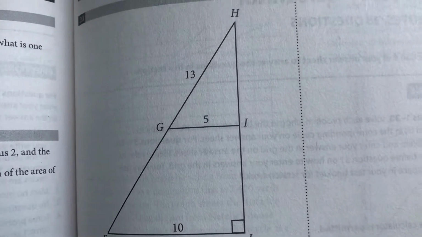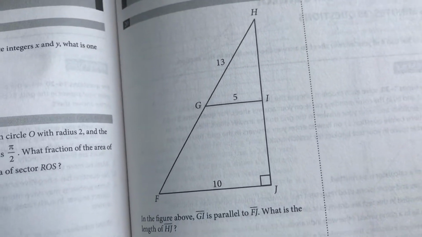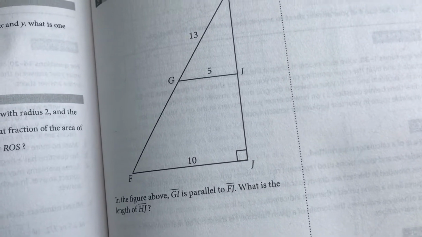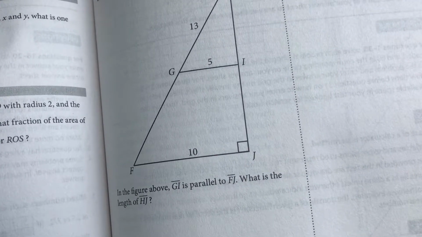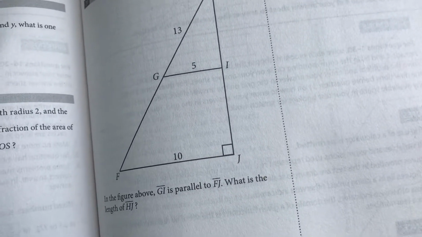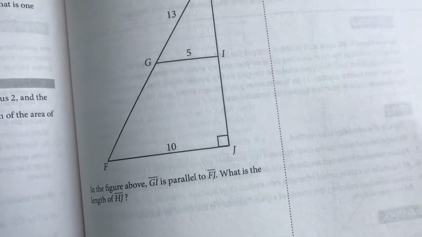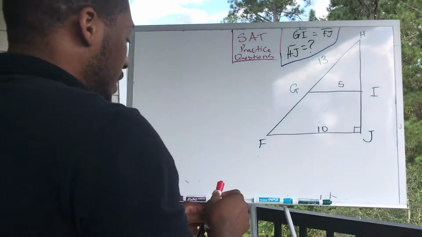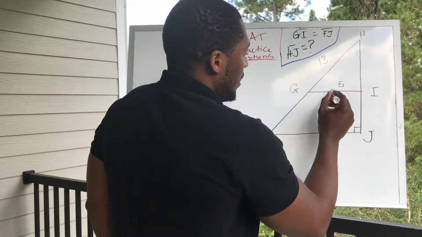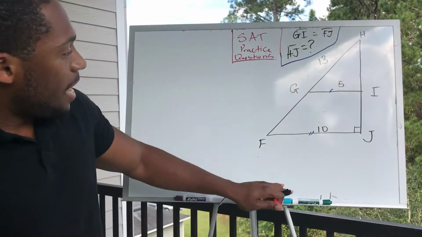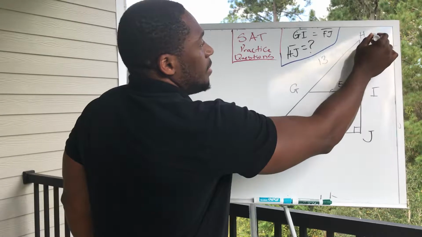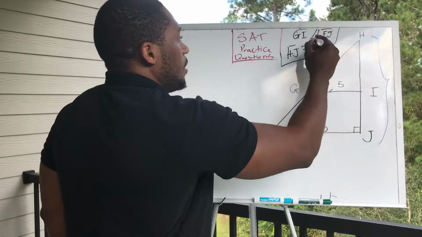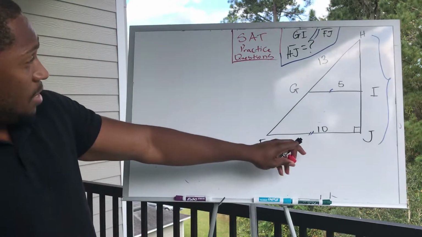Let's say, as you can see here, you see the triangle which I have here on the board for you. And it says in the figure above, the segment GI is parallel to the segment FJ. What is the length of HJ? So what they're telling us is, this thing right here is parallel to this. So they're asking for the length of this.